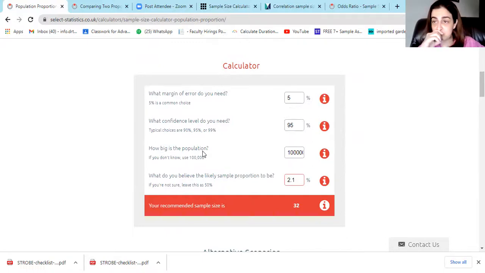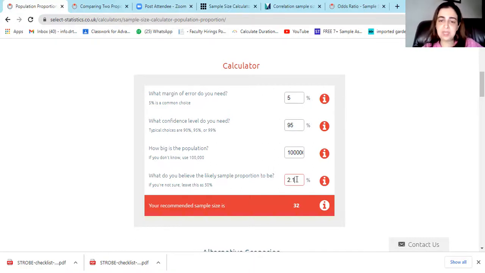For example, if I want to document migraine patients, their triggers or their symptomatology from my part of the world, then my target population is all the migraine patients from my country. Usually this information is not available. And as this website says, we use the value of 1 lakh over here. So just put 1 lakh over here.